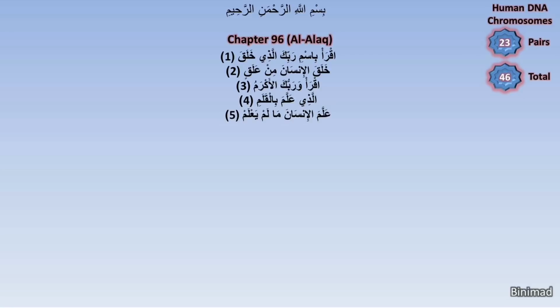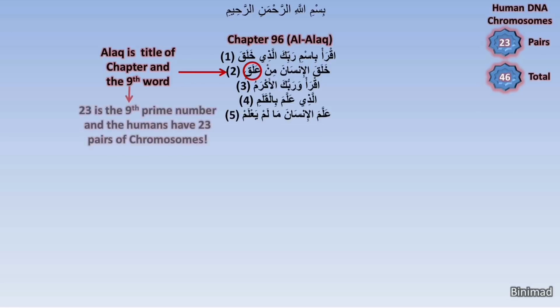What is of interest, and the first amazing find, is that this word, alaq, is the 9th word in this chapter. Remember that prime numbers are a main key in Quran mathematics. We realize that the 9th prime number is 23, which is the number of human DNA chromosome pairs. The verse is literally saying Allah had created humankind from a alaq, which is the 9th word, and 23 is the 9th prime number.